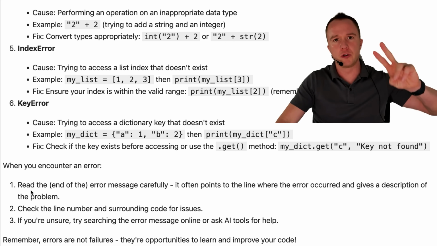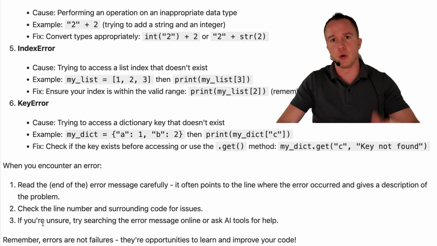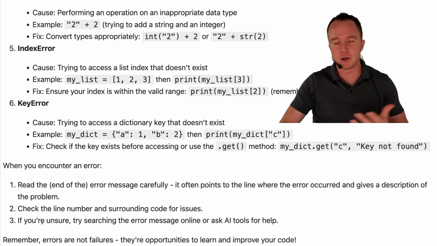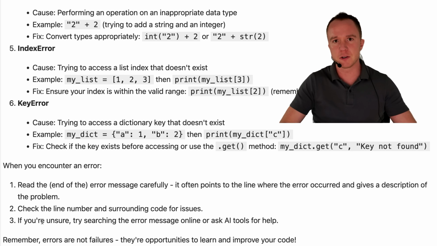Which brings us to point 2. When you get an error, check the line number and the surrounding code for issues. If you're unsure, try searching for that error message or use the AI tools for help. And remember, everyone gets error messages. Doesn't mean you're stupid, doesn't mean you're not talented, doesn't mean you're not cut out for this. It's just part of the process.